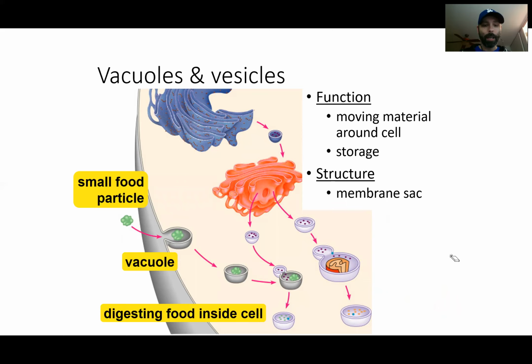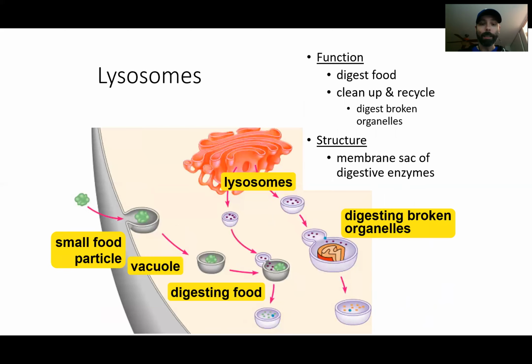In this case, it's bringing in a food particle that needs to be digested, or over here, it's sending the protein from the rough ER to the Golgi, so that it can then be packaged off by the Golgi to go wherever it needs to go, right? So transporting things inside the cell is done by these things called vesicles. A lysosome is a special type of vesicle that is filled with digestive enzymes. This is the waste removal and recycling center of all the cells, right?